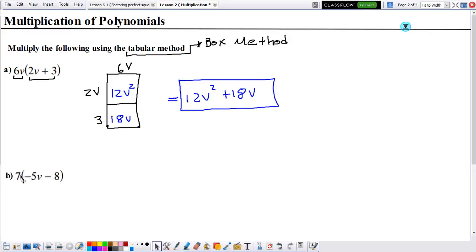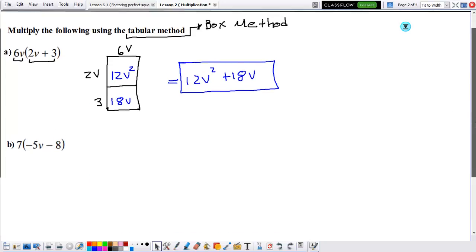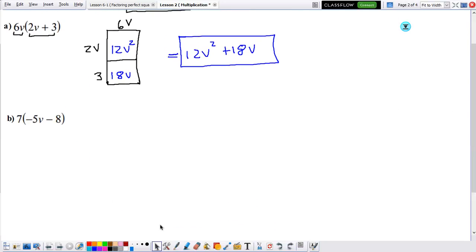Now let's take a look at the second example, example B. In example B, again, we're going to have one column and two rows. So let's create our box here: one column with two rows. On the column, we're going to put the 7, and on the rows, we're going to place the -5b and the -8. Excellent. This is just the setup.